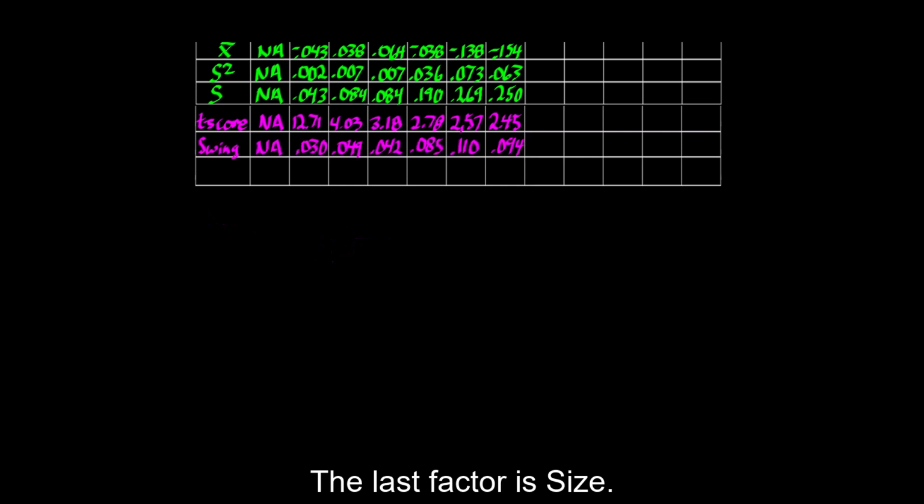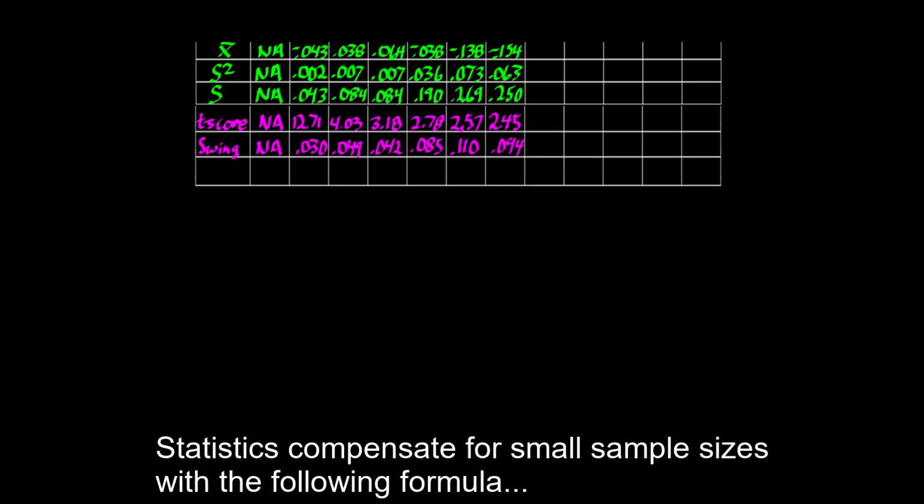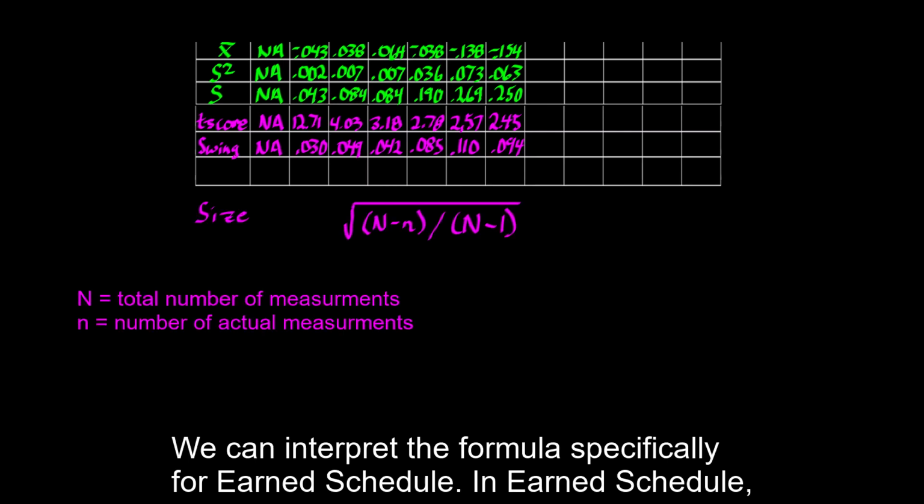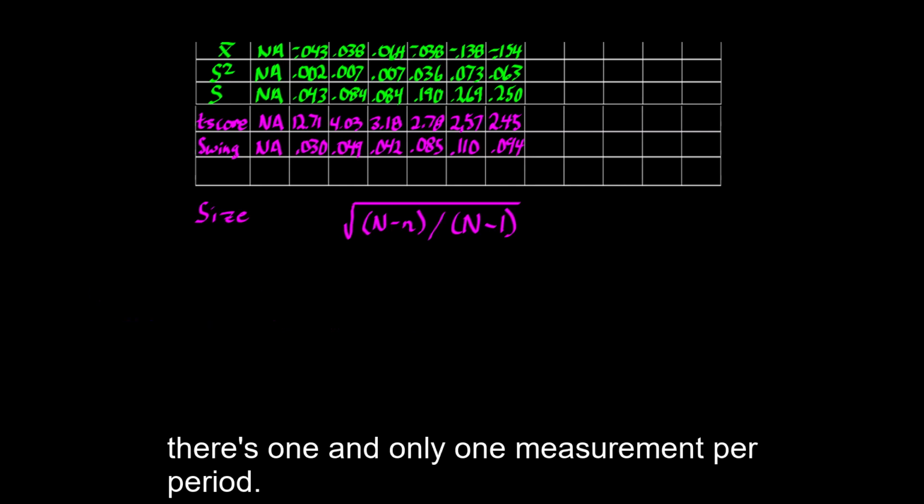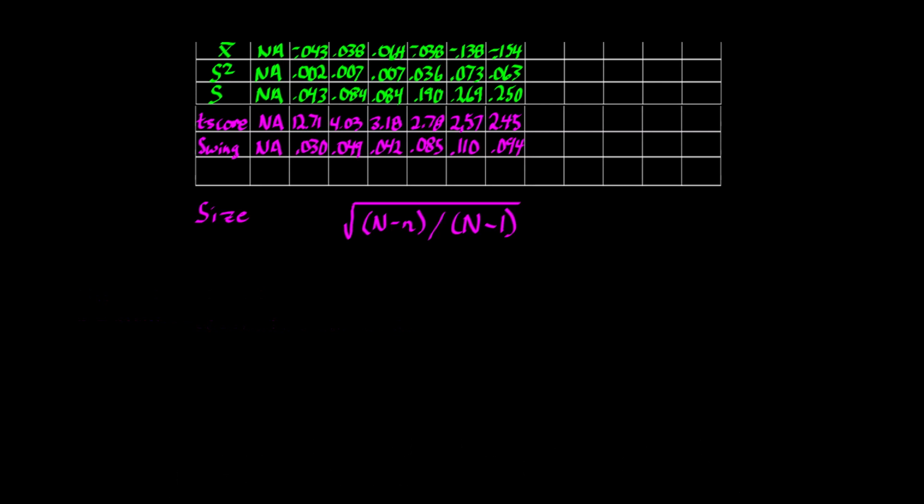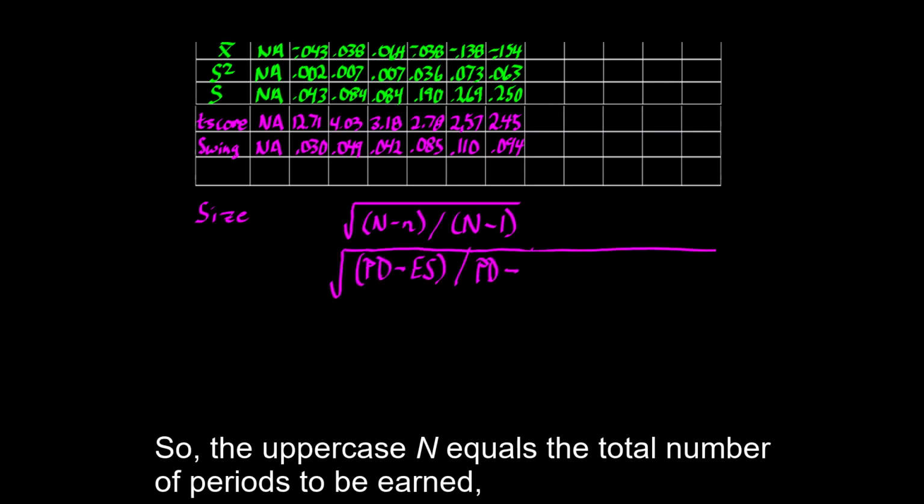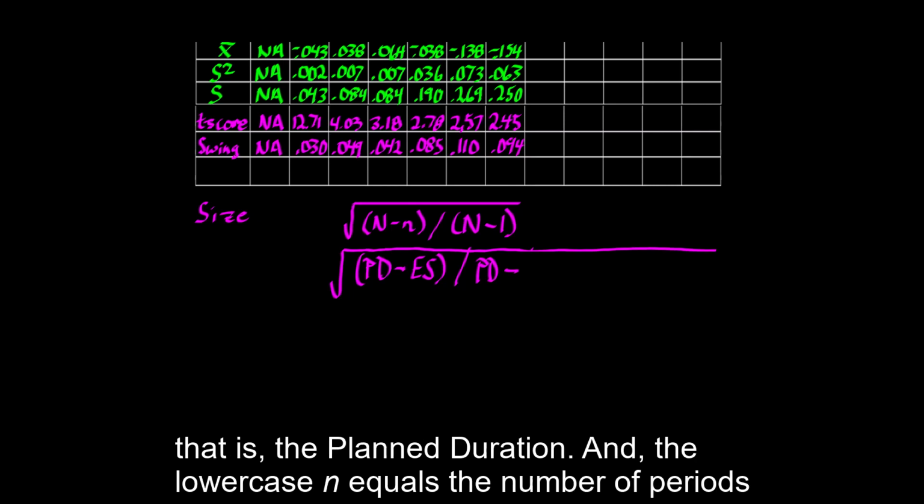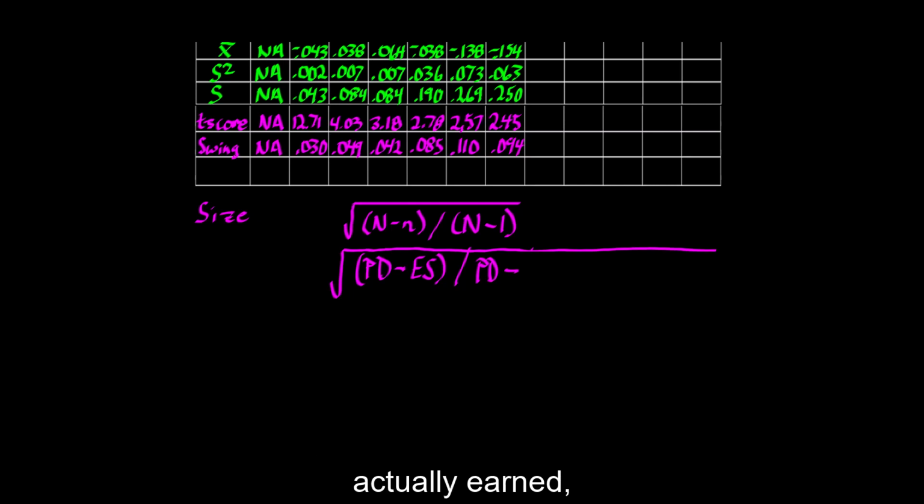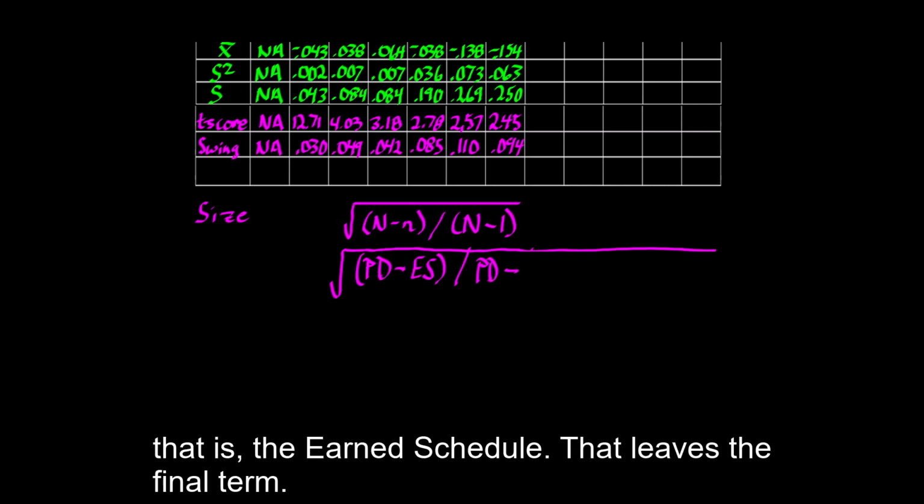The last factor is size. Statistics compensate for small sample sizes with the following formula. We can interpret the formula specifically for earned schedule. In earned schedule, there's one and only one measurement per period. So, the uppercase N equals the total number of periods to be earned, that is, the planned duration. And the lowercase n equals the number of periods actually earned, that is, the earned schedule.